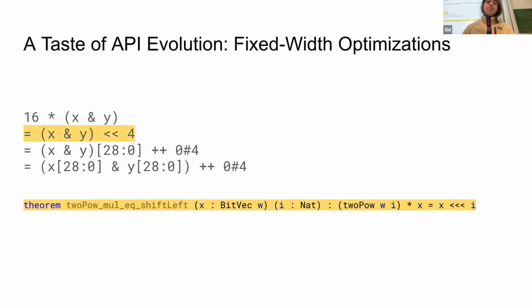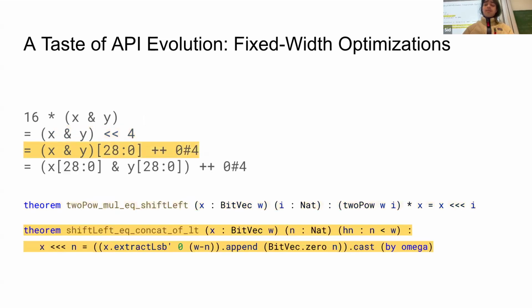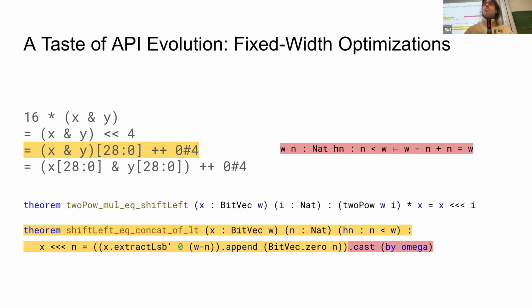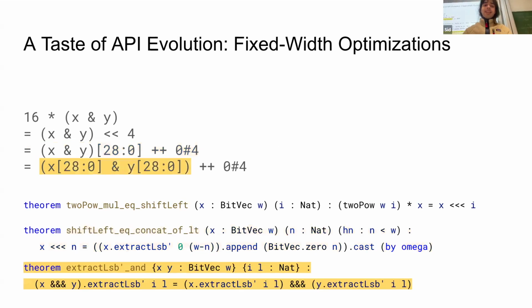So we wrote a theorem that says if you multiply by 2 to the power, that's equal to shift left. And then we wrote a theorem for the next thing that said when you shift, it's equal. But now, of course, you start getting random casts because we're in dependent type land, and Lean doesn't know that W minus N plus N equals W. So first of all, your proofs start getting more complex. And then we write another theorem that says extraction can be pushed in. Great. So you think we have sufficient amounts of API.